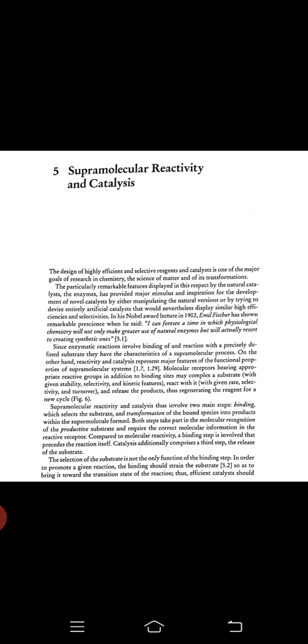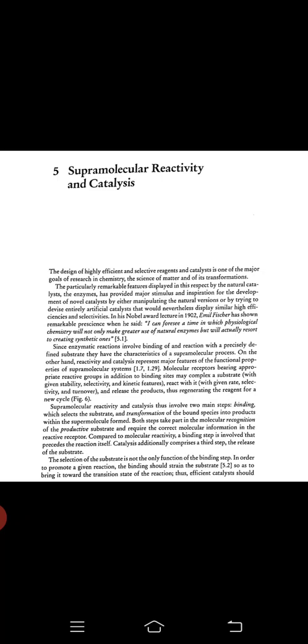Supramolecular reactivity and catalysis thus involve two main steps. First is the binding, which selects the substrate, and then the transformation of the bound species into products within the supramolecule formed. Both steps take part in the molecular recognition of the productive substrate and require the correct molecular information in the reactive receptor. Compared to molecular reactivity, a binding step is involved that precedes the reaction itself. Catalysis additionally comprises a third step, the release of the product.